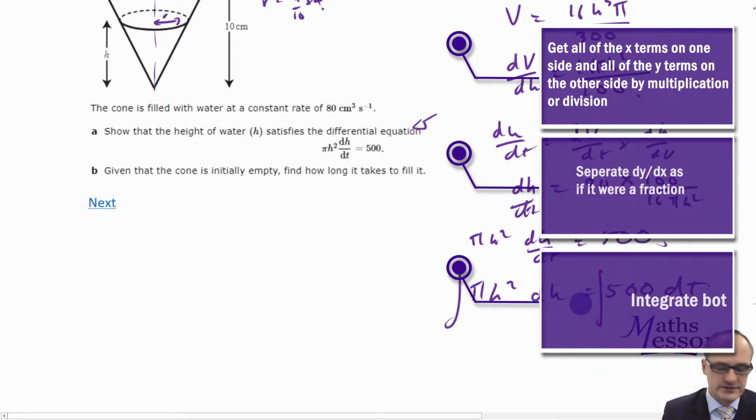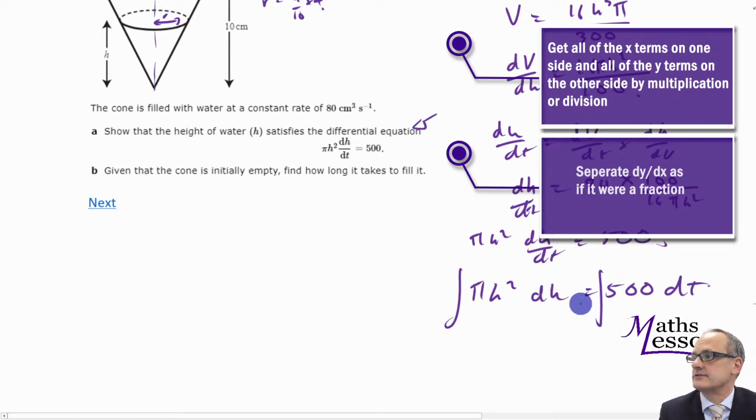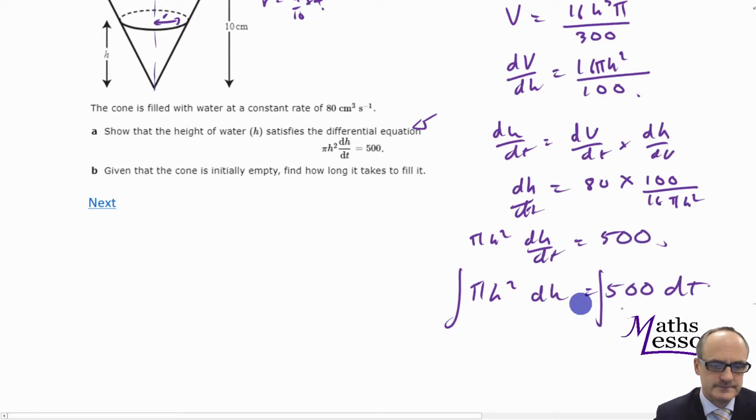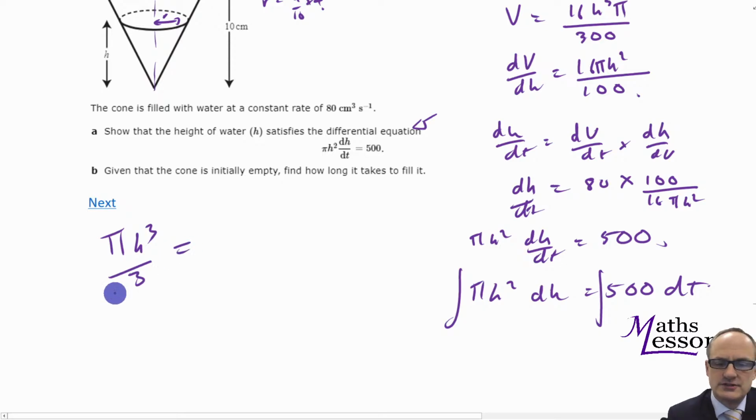The call out goes over my working, so let's get rid of the call out. There we go. So you can see all the workings. So we've got pi h squared dh equals 500 dt. I'm now going to go over here so I don't end up writing behind my head. So integrate this side. I'm going to get pi h cubed over 3 is equal to 500 t plus some kind of constant.